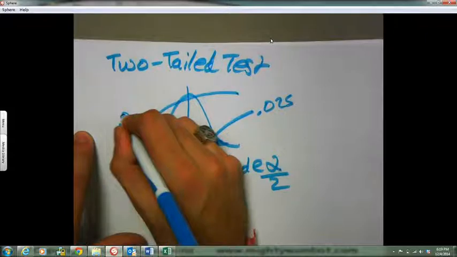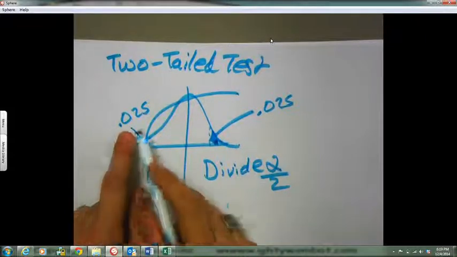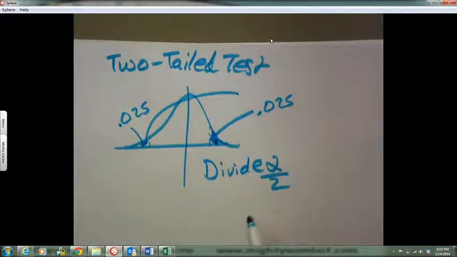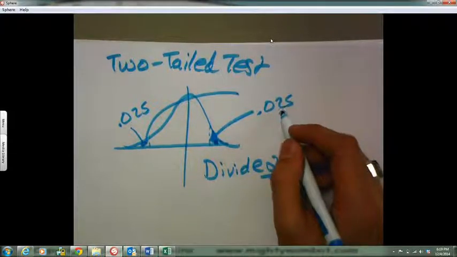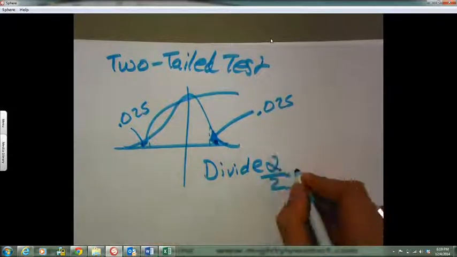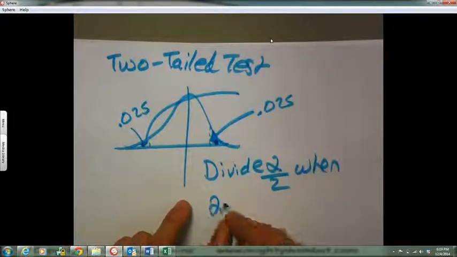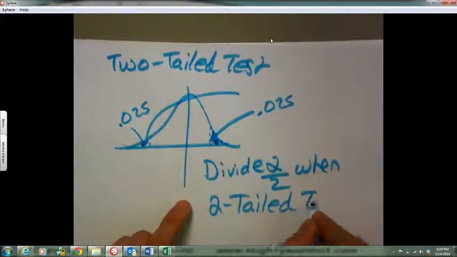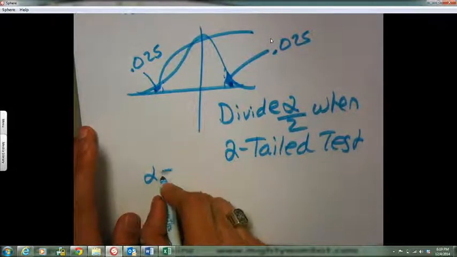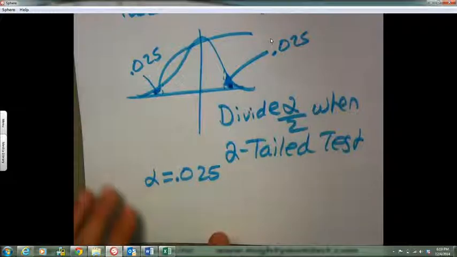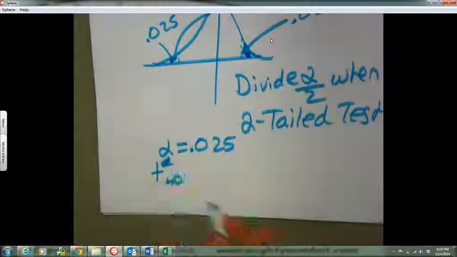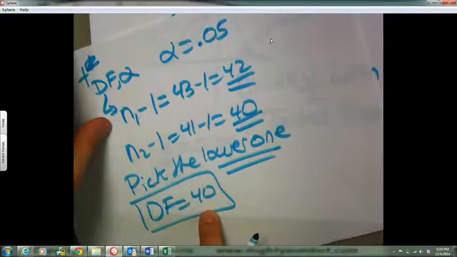Add that up, that's 0.05. So the significance level is 0.05. That's right, 5%. But only 2.5% is here, 2.5% is here. So you have to divide alpha by 2 when there's a two-tailed test. So alpha is really going to be 0.025. So now I'm done here. T star with degrees of freedom of 40. Remember, we took both and found the smaller one. 40, comma, 0.025 is equal to what?